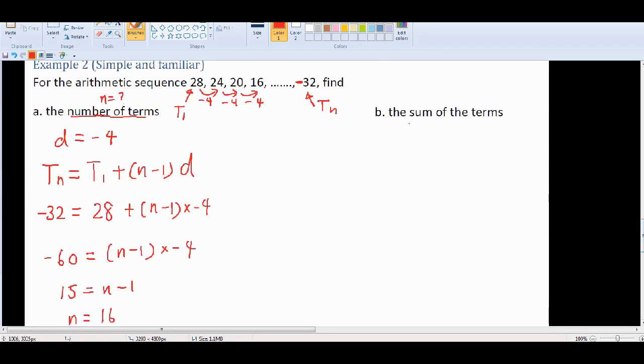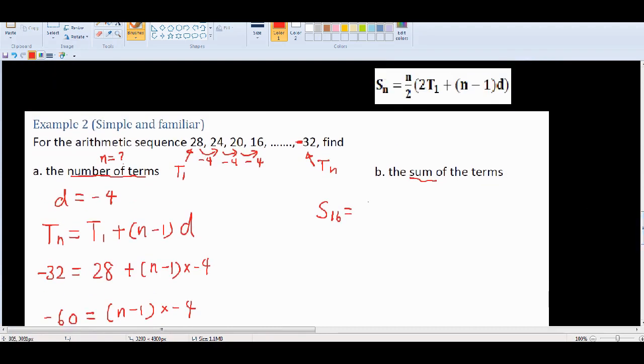Oh, okay, so how could we find the sum of the terms? Sum means the series. So this time we know there are 16 terms. So for the sum of all terms, we use S16. Then we could use this formula. That's 16 divided by 2.